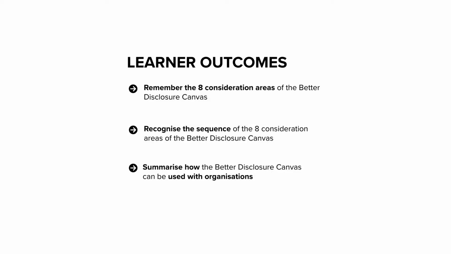Today we're focused on 3 distinct learning outcomes. Number 1. Remembering the 8 consideration areas of the Better Disclosure Canvas. Number 2, recognizing the sequence of the 8 consideration areas of the Better Disclosure Canvas. And number 3, summarizing how the Better Disclosure Canvas can be used within organizations.